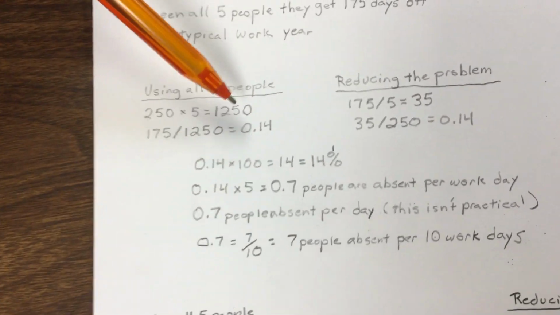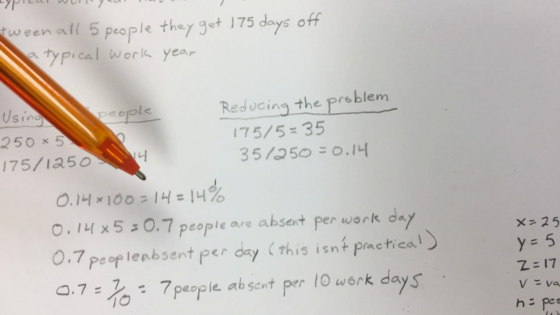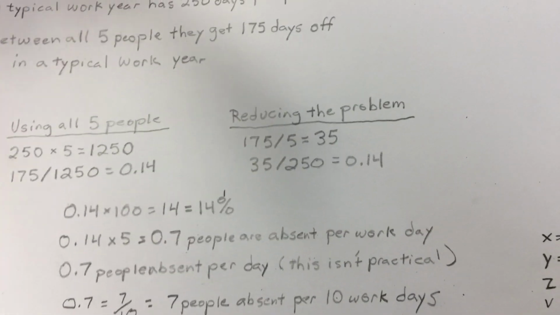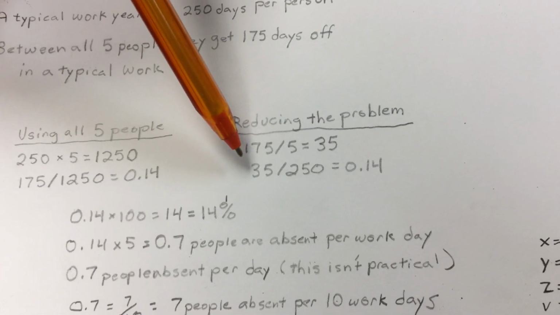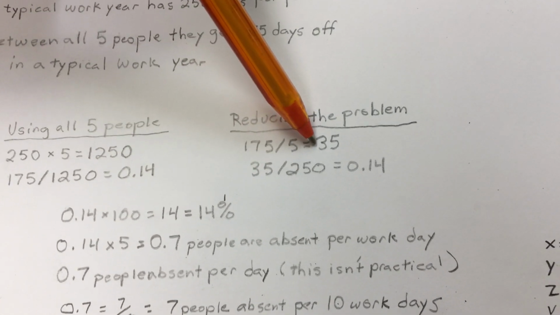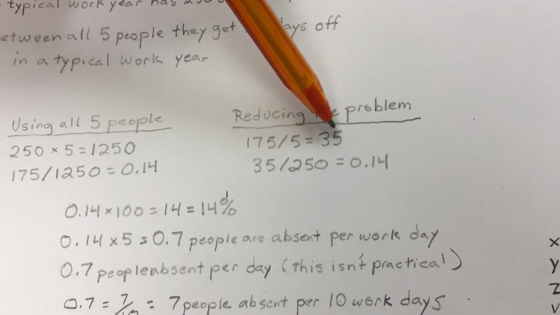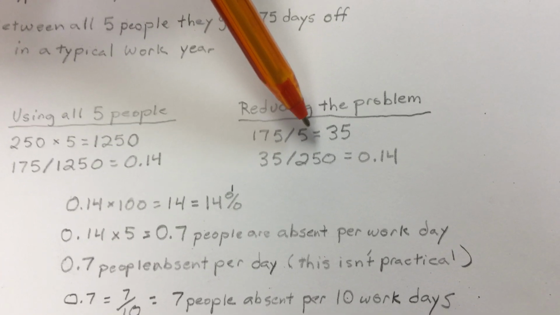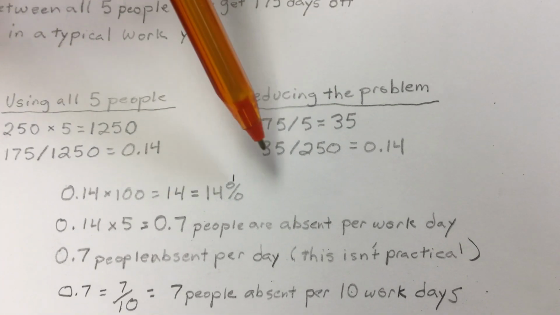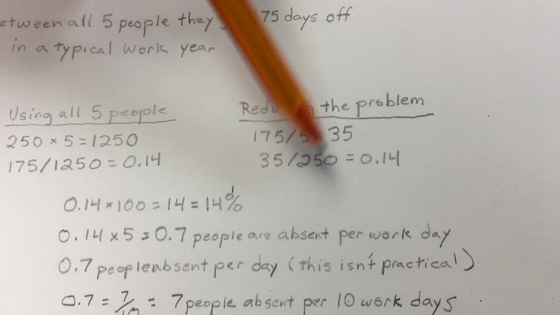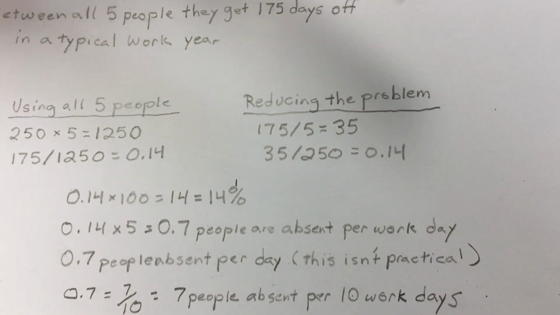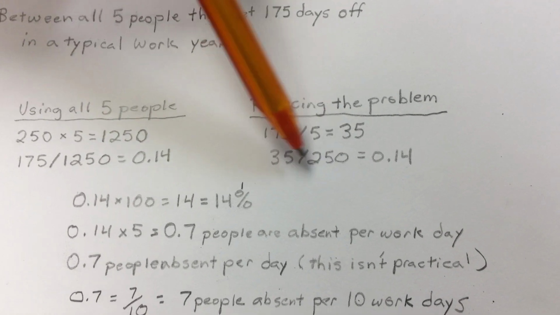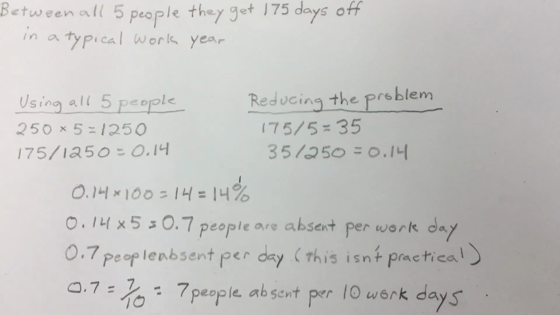Now we can reduce the problem and do it per 1 person without using all 5. Simply how we do that is we take the 175 days off, divide it by 5, and we get 35. That's just a number. That 35 would be about how many days off each of those 5 people has if you evenly spread it. Then we take that 35 and divide it by 250, which is how many days per person. Since this is a per person number, and this is a per person number, we divide and we get 0.14, but we're not done there.